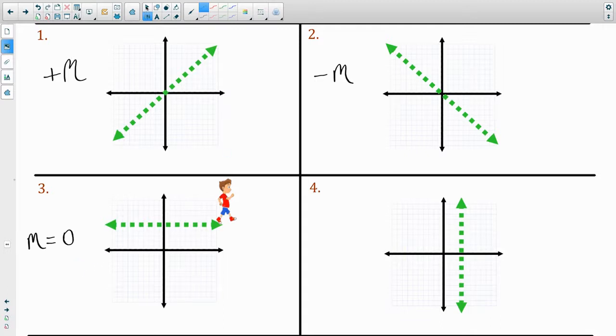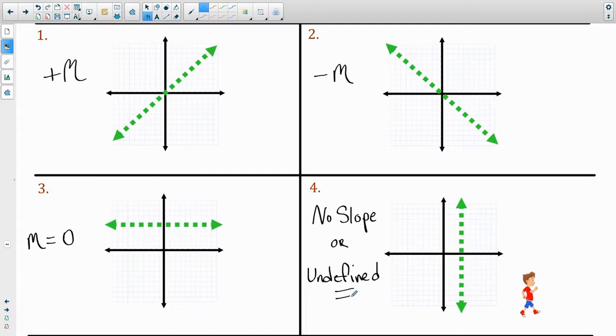And then finally, we get to this last line where he's walking along, and he falls right off the cliff, right? It's a perfect vertical line, and that line right there has no slope, or often referred to as an undefined slope.